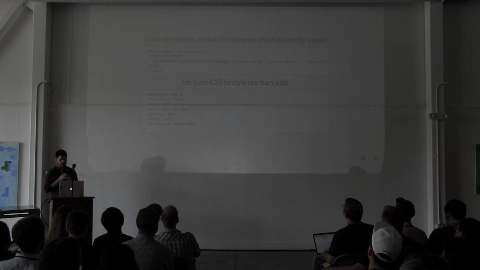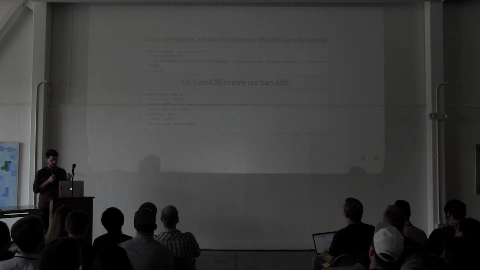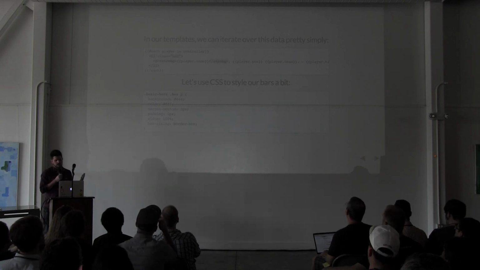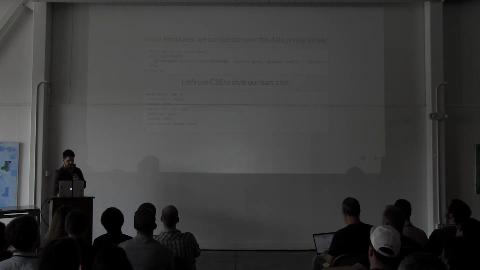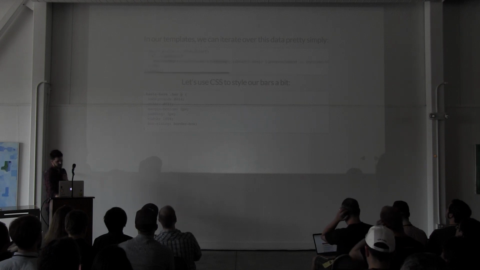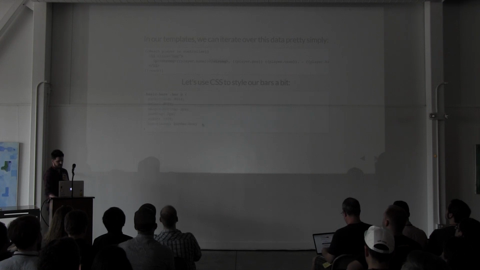Cool. So in our templates, we can do some really basic manipulation, like put an each inside our handlebars template and create a bar element that has all the basic info. So for each player, we're going to say player.name, their position, their team, so on and so forth. And we'll style it a little bit so it looks like a bar. And this will give us our first example.